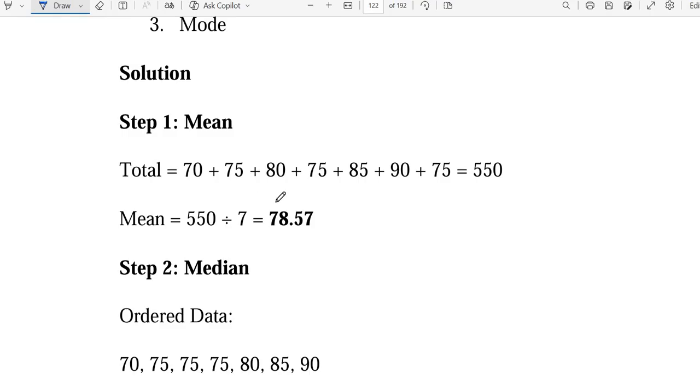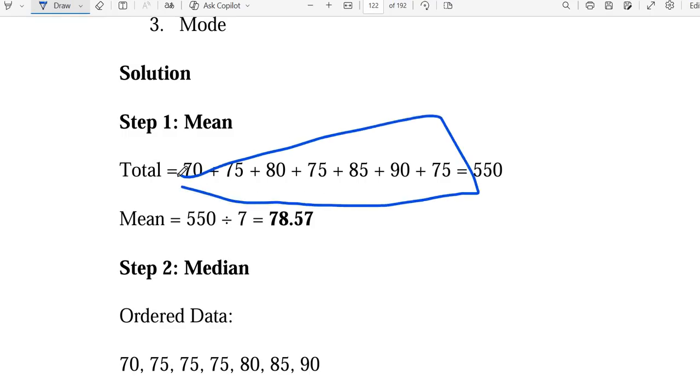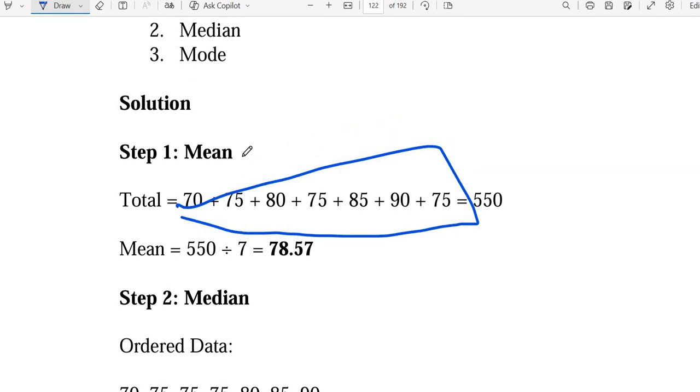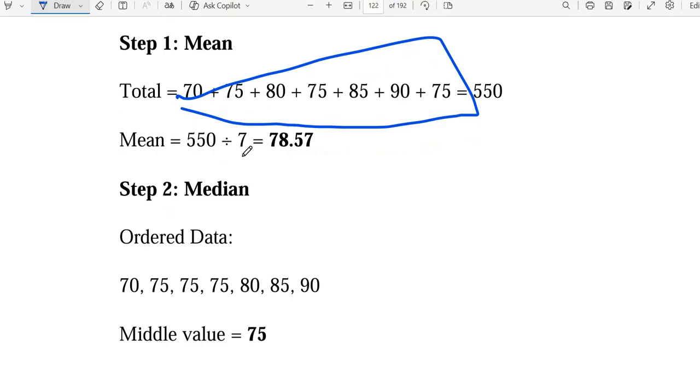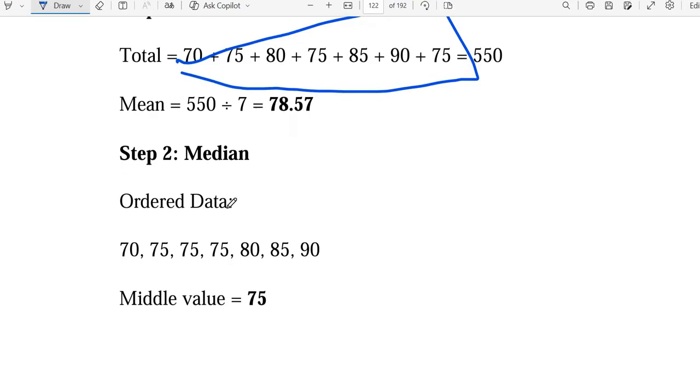That is adding all the given numbers, then dividing it by the number of observations. Correct? Then step 2 is to find the median. First, count the data, whether it is odd or even.